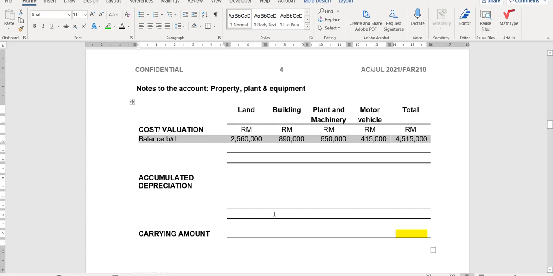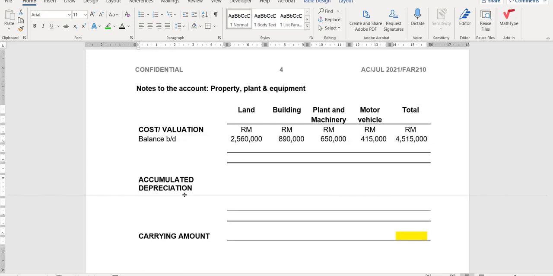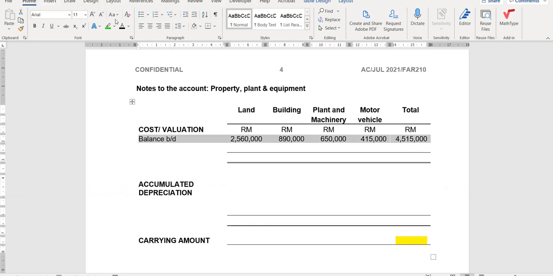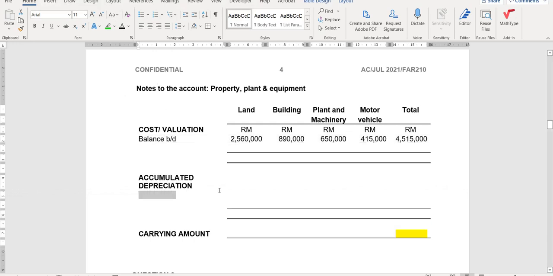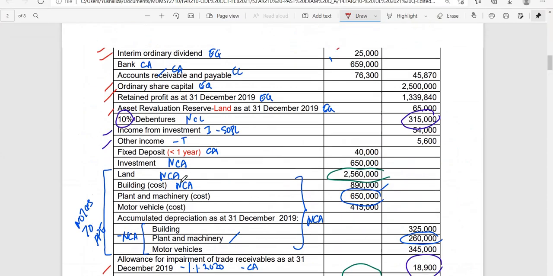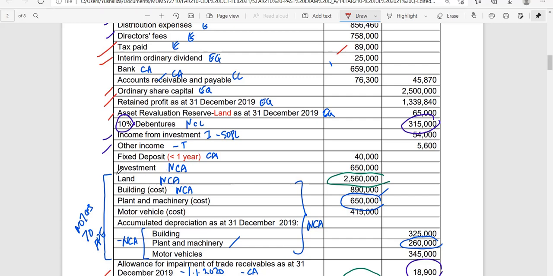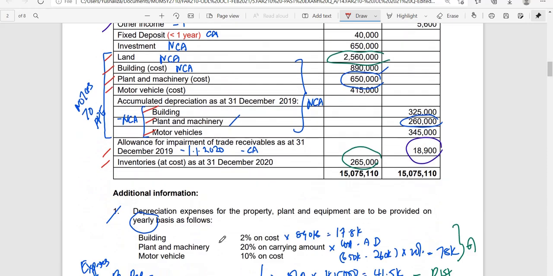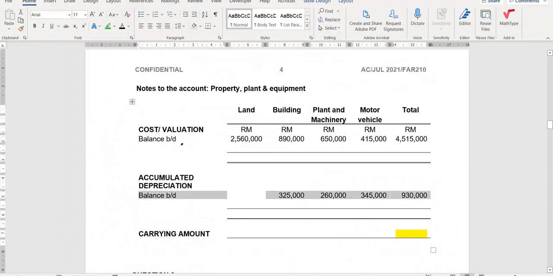After you have done that, you put your balance for accumulated depreciation, which is the one at the beginning of the year. Where do you take that from? It is from here. So I'm taking it from here, this item, this item, this item, and this item. So we are mostly done with the beginning balance, right?